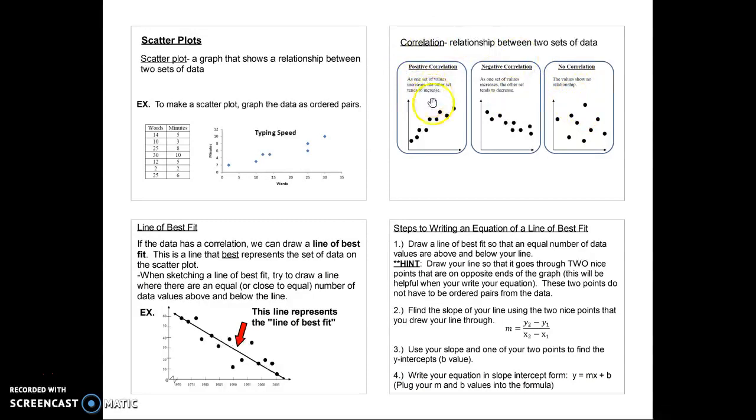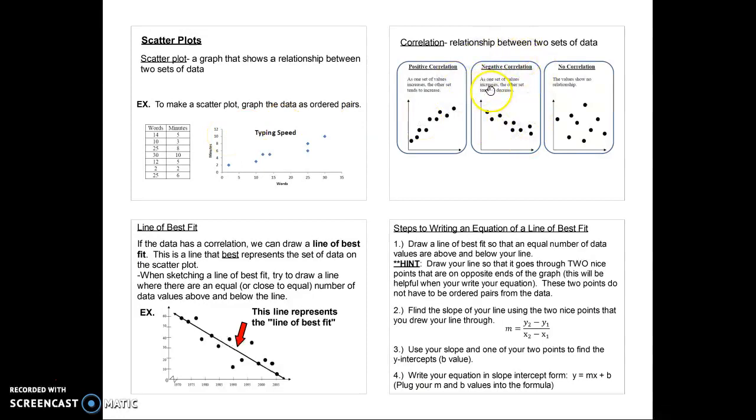We have positive correlation, whereas as one set of the values increases, the other set also increases. Okay, so if we look back at this first example, this would show a positive correlation because as your number of words that you are typing is increasing, generally the time that it's going to take you to type those words is also going to increase. So it's kind of similar to whether or not you have a positive slope or a negative slope. If I look at the direction of these points from the left to the right, it's going in a positive direction. Okay, so as my x values increase, my y values are also increasing.